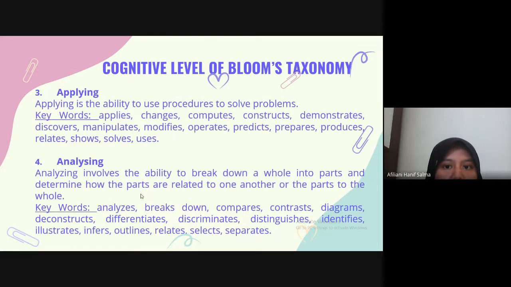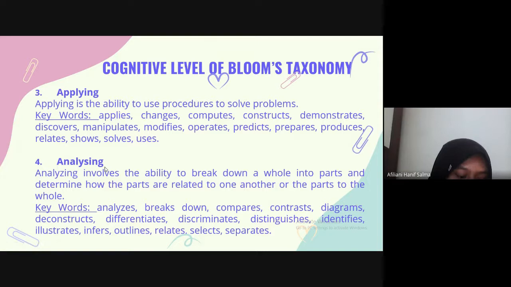Next, the cognitive level of Bloom's taxonomy is applying. Applying is the ability to use procedures to solve problems. Students need practice questions so that they are trained to know what procedure will be used to solve a problem. The keywords in applying are applies, change, compute, construct, and etc. until solved and used.